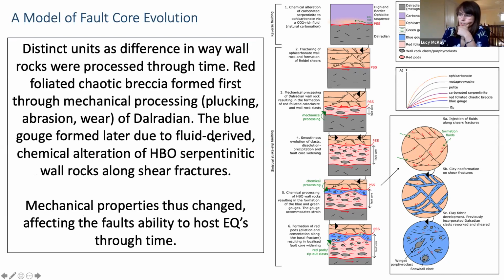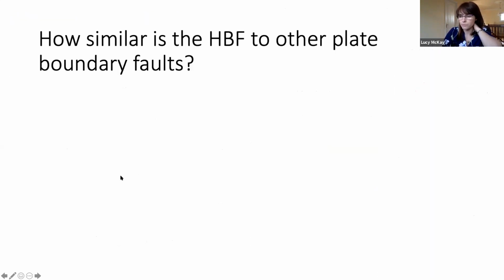And so I think they're distinct units, as there's been a difference in the way that the wall rocks have been processed through time. So you've got your red foliated breccias that were formed first from the Dalradian wall rocks, and you've got the plucking of the clasts. And then your blue gouge forms at some point after that, due to the alteration of the serpentinitic wall rocks along the shear fractures. So the mechanical properties of the fault have ultimately changed through time, which will have affected the fault's ability to host earthquakes.